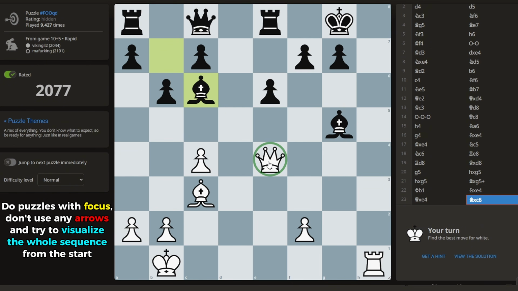And even in your games, after you're done playing the game, you're analyzing the game, you can pick out specific moments from that game, and then you can start calculating in your mind without the arrows. Once again, don't use the arrows. And the more you do this, the better you're going to get at it.